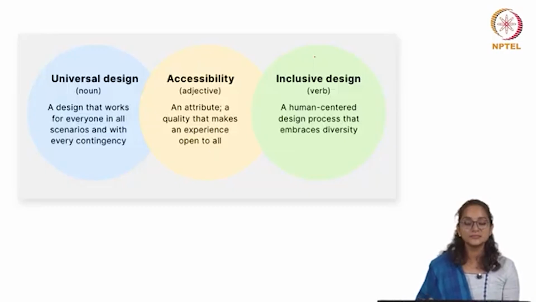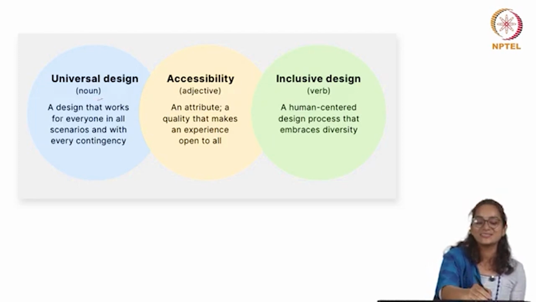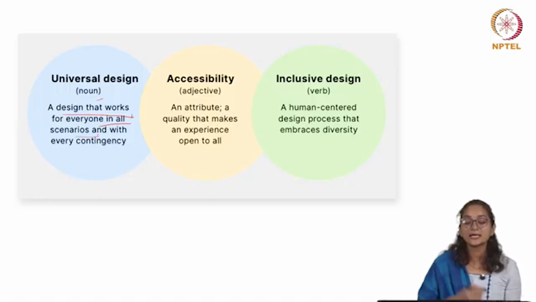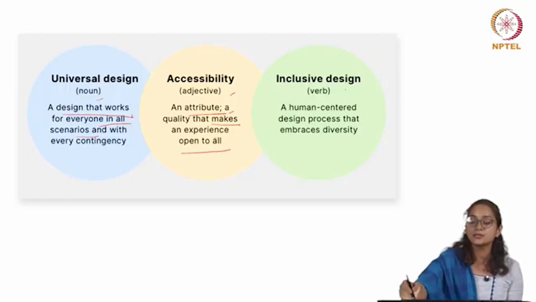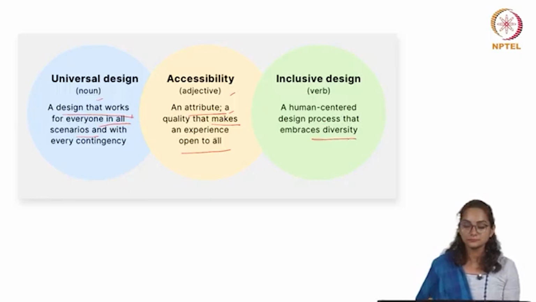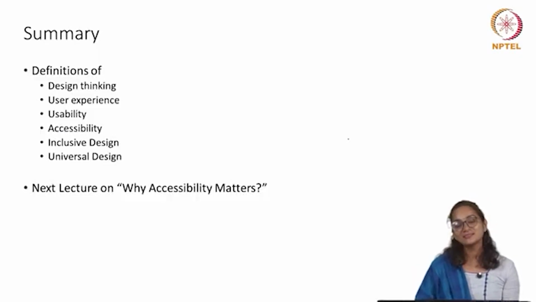Just an overview: universal design is a noun, and it talks about design that works for all, everyone in all scenarios. Accessibility is a design quality which makes an experience open to all. Inclusive design is a human-centered design process that embraces diversity. To summarize, in this lecture, we talked about definitions of design thinking, user experience, usability, accessibility, inclusive design, and universal design. In the next lecture, we will discuss why accessibility matters.